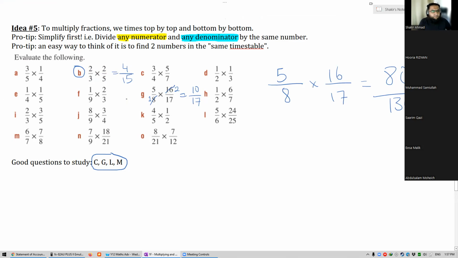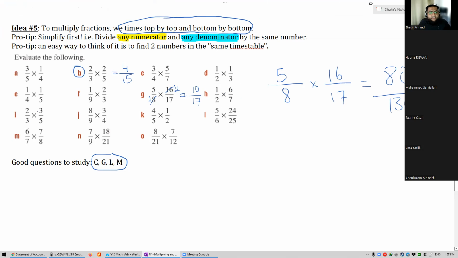That's it. So our general rule is always going to be times top by top and bottom by bottom. But before you get started, just have a quick look and see if something is in the same times table. And like I said, when you practice more, numbers will jump out at you. You won't have to think about it individually. Like right now, 6 and 2. I can see straight away 6 and 2 are in the same times table. I'm sure you would have realized that they're both in the 2 times table.